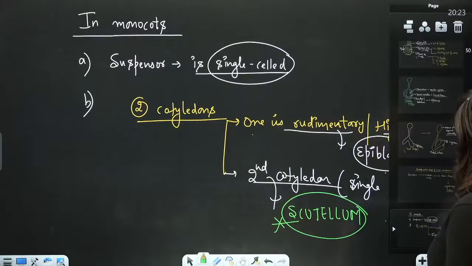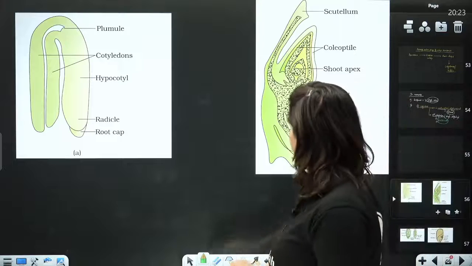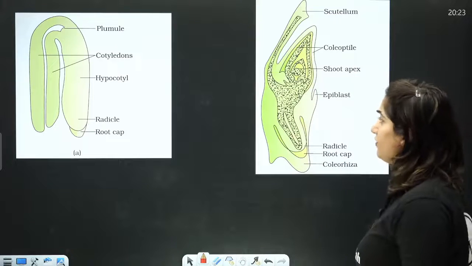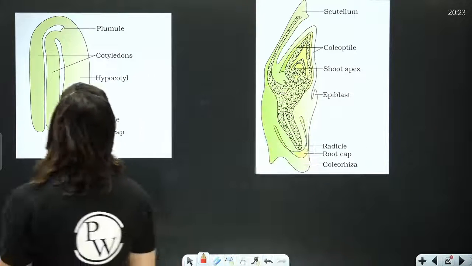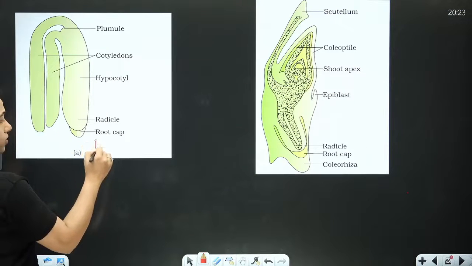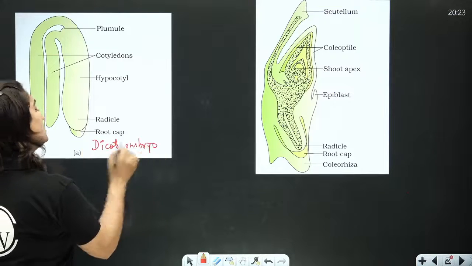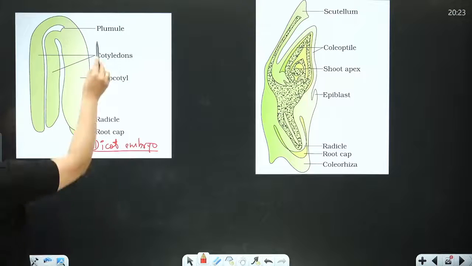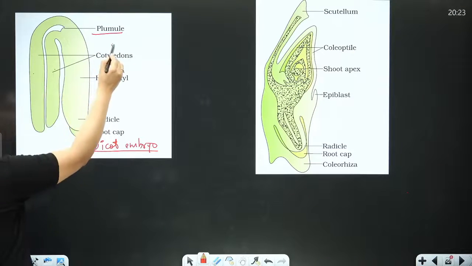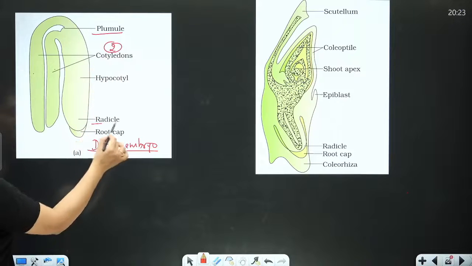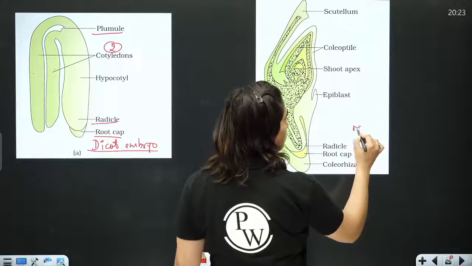Okay, now let's see the diagram of NCERT. Identify which one is the dicot embryo and which one is the monocot embryo. Obviously, this one is the dicot embryo. You can see over here, this is plumule. These are two cotyledons, right? This is hypocotyl, this is radicle, and this is root cap. This is a monocot embryo.